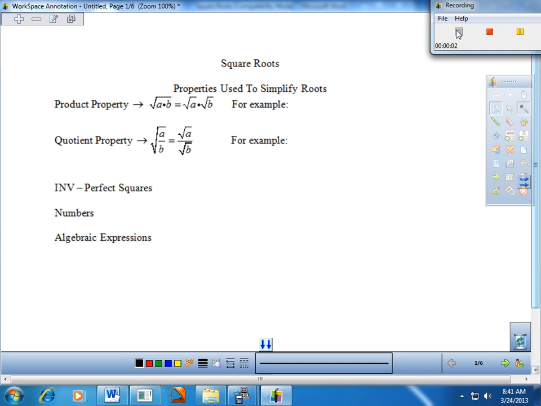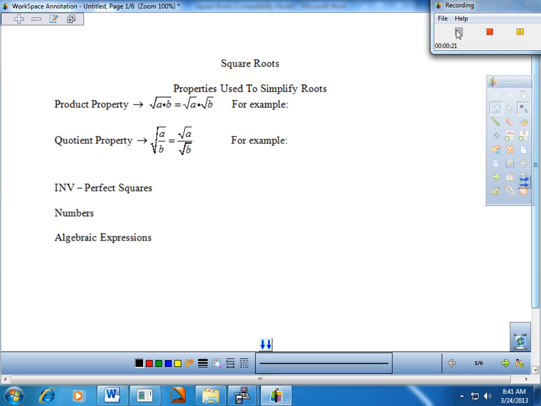Welcome. The title of today's notes worksheet is Square Roots. We will begin by looking at a different family of expressions over the next couple days, specifically the radical family of expressions, but we will go through the same process. We'll do some simplification, manipulation, and some operations dealing with this particular family.